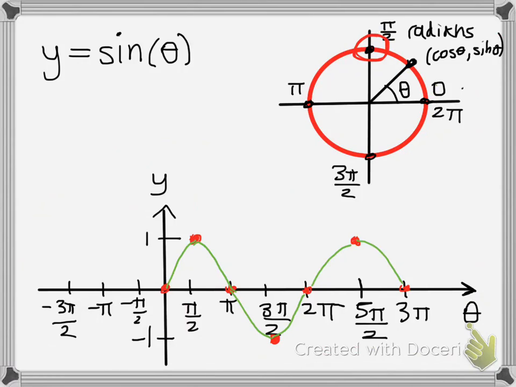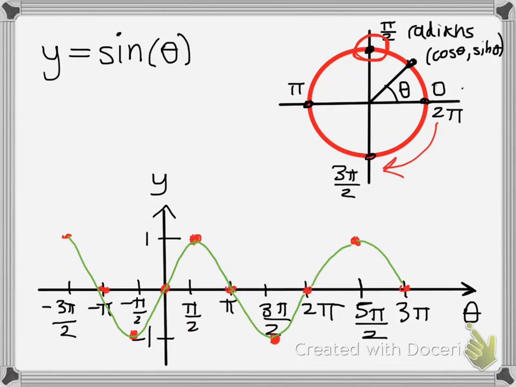So at negative pi over 2, the sine of theta is negative 1. At negative pi, it's 0. And at negative 3 pi over 2, it's 1. So we can connect the dots for negative angles as well. And as you can see, that just continues the wave.